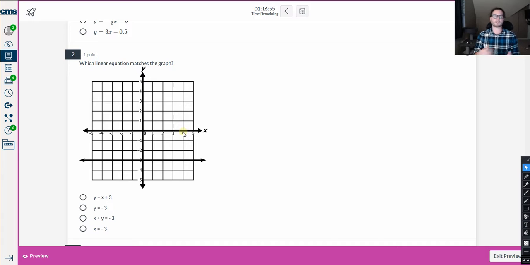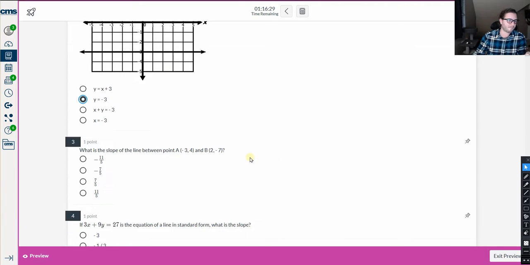For number 2, it asks which linear equation matches this graph. So this is a straight line going side to side, so there is not going to be any slope. So this would just be y equals -3. We're not even going to say 0x for the slope because what would be the point? There won't be any slope. So y equals -3. There is no slope for this problem.